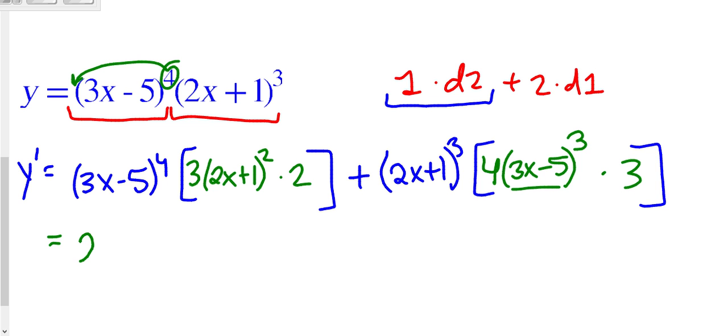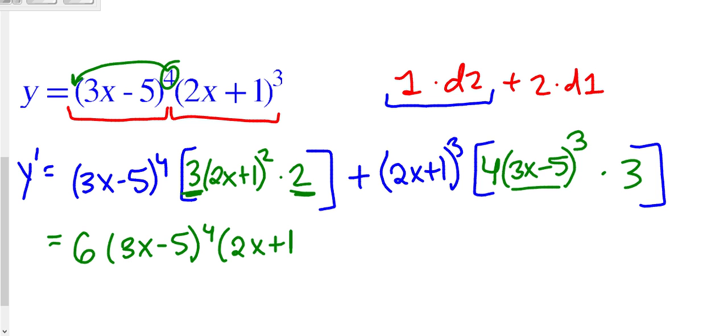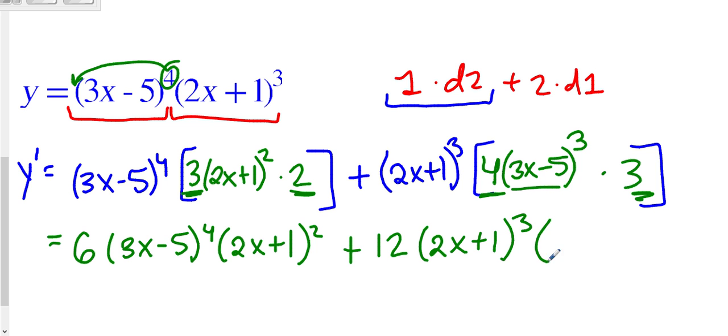So I have a 2 times a 3, which will give me 6. So I'm actually going to have 6 in the front, 6 because of the 2 times 3, 3x minus 5 to the 4th times 2x plus 1 squared. Plus, I'm going to have a 4 times a 3, so I will have 12 times 2x plus 1 cubed, and a 3x minus 5 cubed as well.